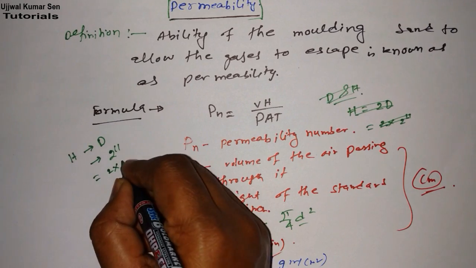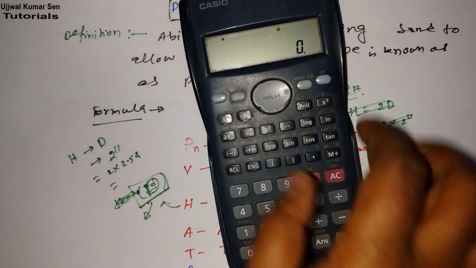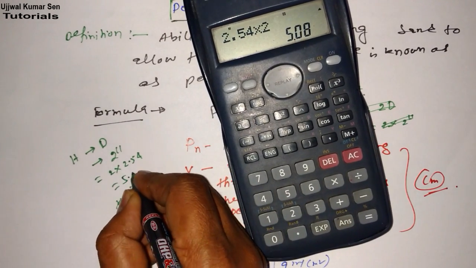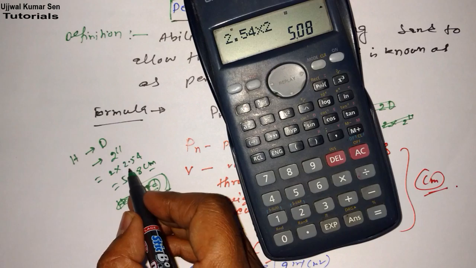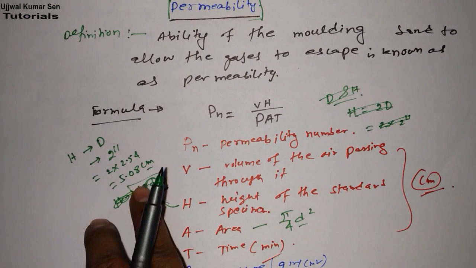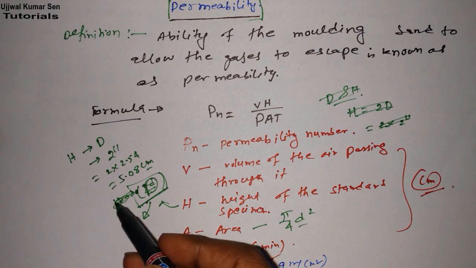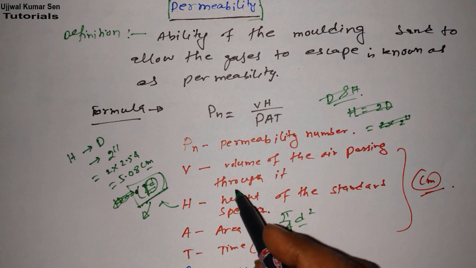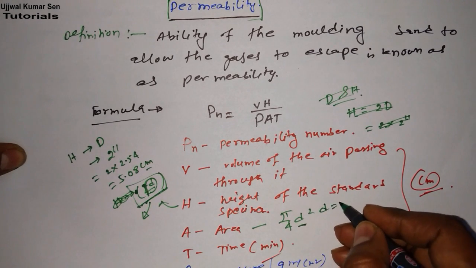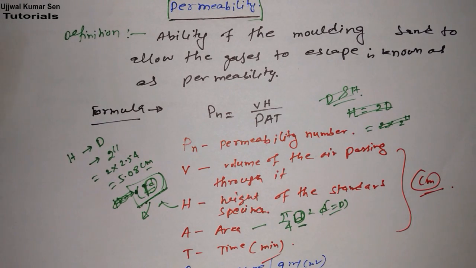2 inch means 2 into 2.54, that is 5.08 centimeter, because 1 inch is equal to 2.54. That's why we have written this. So we got the value of h, and we also got the value of area, with d. This small d is equal to capital D, so you can use only one and not get confused.